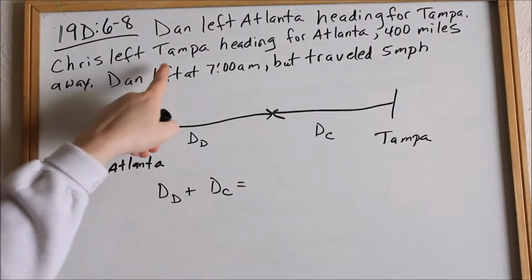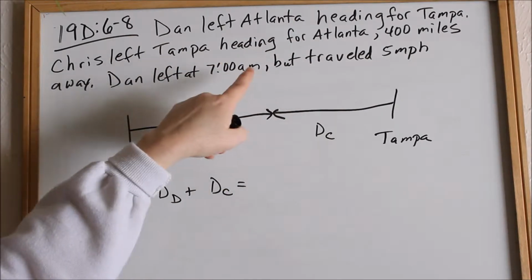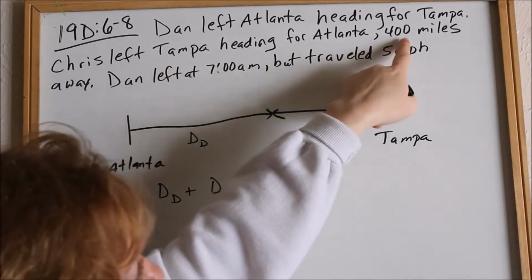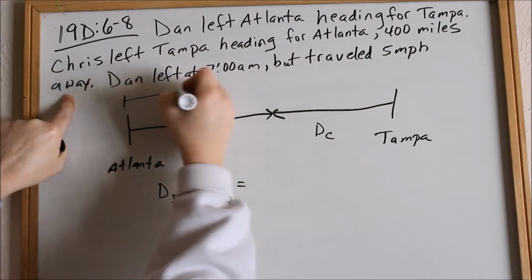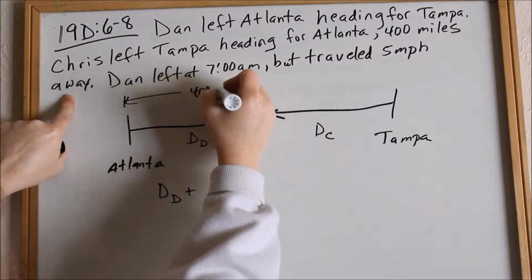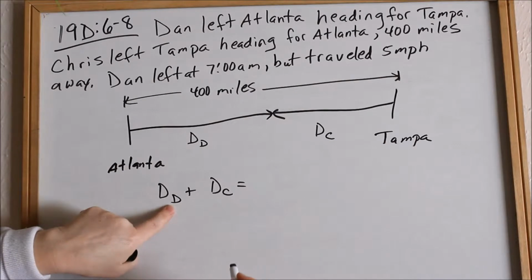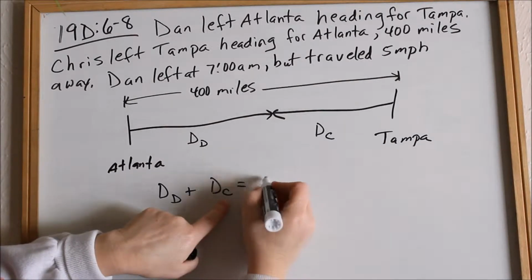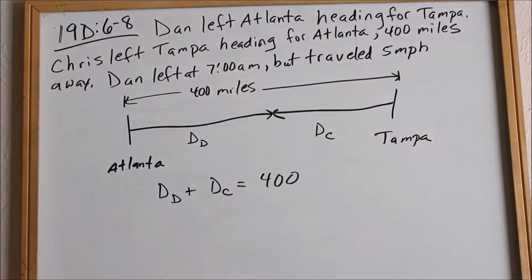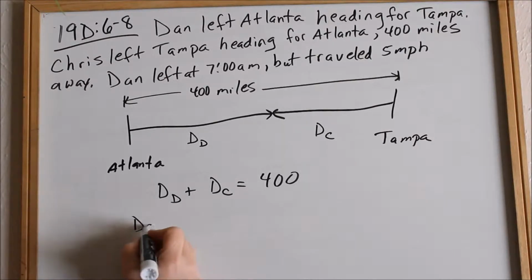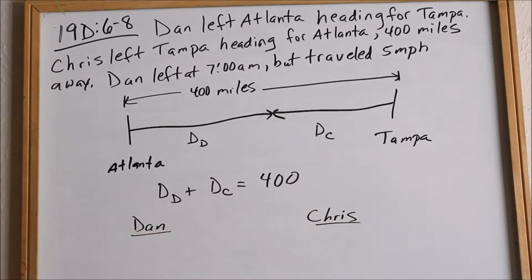So let's go back to the problem. It says one was headed for Tampa and one was headed for Atlanta, and they were 400 miles away. So the two cities are 400 miles apart. So we know that Dan's distance plus Chris's distance is 400 miles. Alright, now let's go back to our information. So we can write out information for Dan and write out information for Chris.